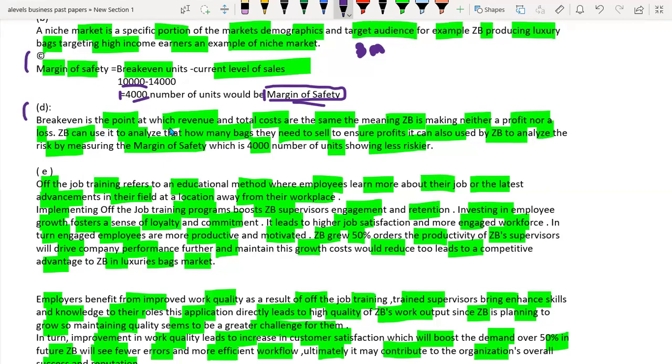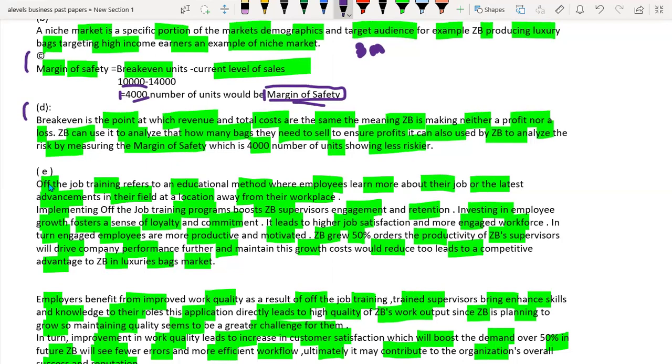Break even is the point at which revenue and total cost are the same, meaning ZB is making neither profit nor a loss. ZB can use it to analyze how many bags they need to sell to ensure profits. It can also be used by ZB to analyze the risk by measuring the margin of safety, which is 4,000 units, showing less risk.